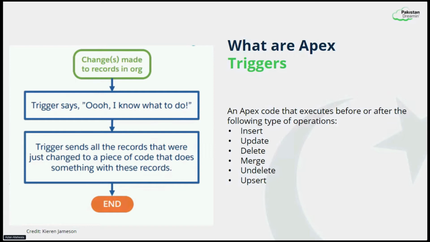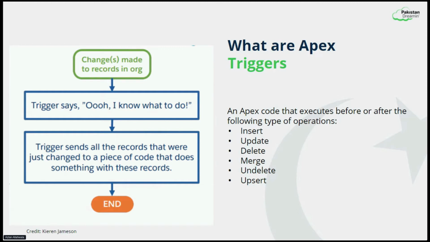As you can see on the left-hand side of this slide, there is a great visual representation that I got from Karen Jemisin's presentation. Whatever changes you make to the org, the trigger waits and listens to that information. When something happens to that record in the org, the trigger sends out a message, applies that piece of code to that record, and something happens.